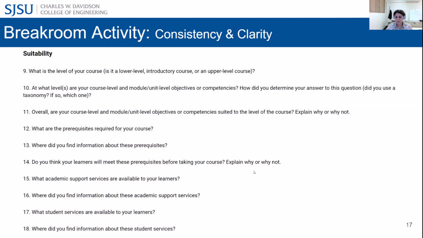Now, before we go to that part about you assessing one of the courses that you have done, I just want to share how I did these standards for one of my undergraduate courses.